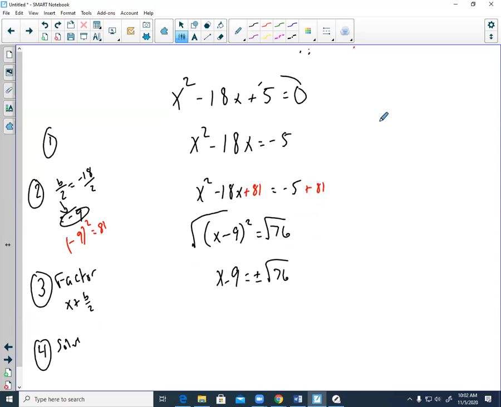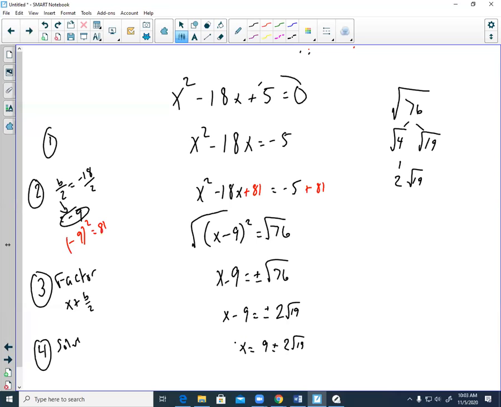Okay, so I'm going to take the square root of 76, and I'm going to try to break it down. I know right off the top of my head that 4 goes in there because 4 times 19 is 76. That might be one that you struggle with a little bit more trying to find that number. That's okay. The square root of 4 is 2. The square root of 19 can't simplify anymore, so I'm just going to leave it like that. So this will then end up being x minus 9 equals plus or minus 2 square roots of 19. And then I can add 9 to both sides, so I end up with x equals 9 plus or minus 2 square roots of 19.